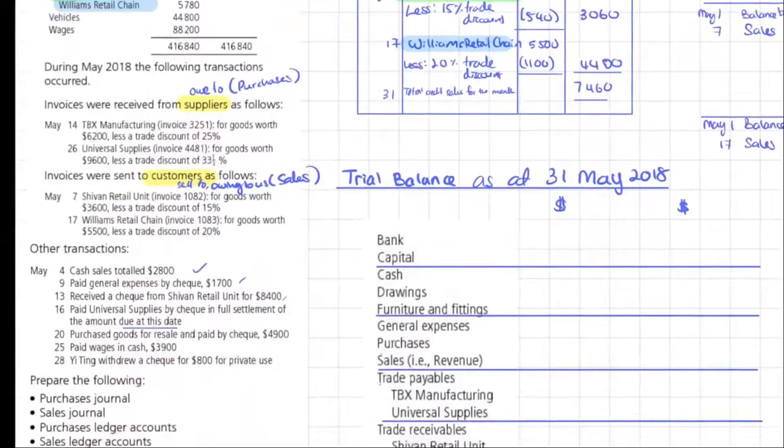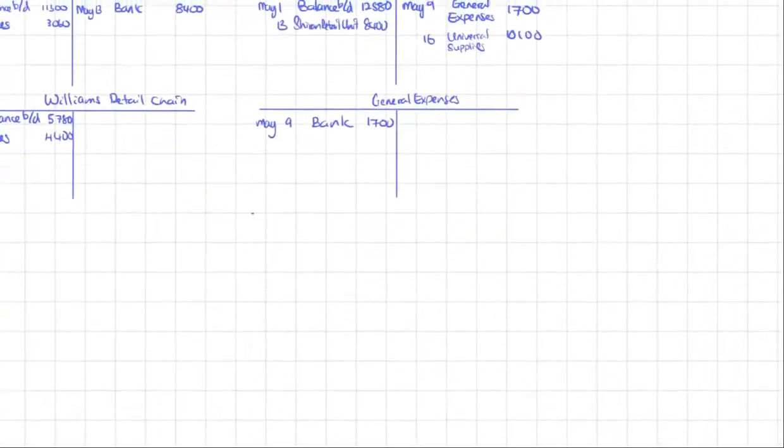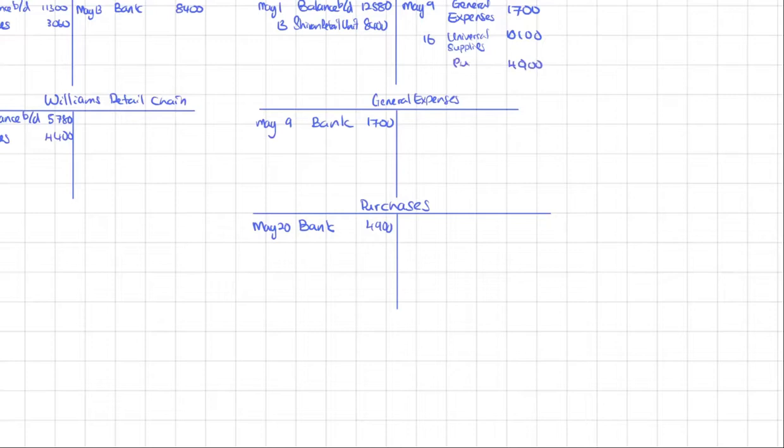Done. Purchase goods for resale and paid by check 4,900. So I'm going to open a purchases account. It's still under nominal ledger. So purchases will be here. So on May 20th will be bank 4,900. 4,900 purchases.